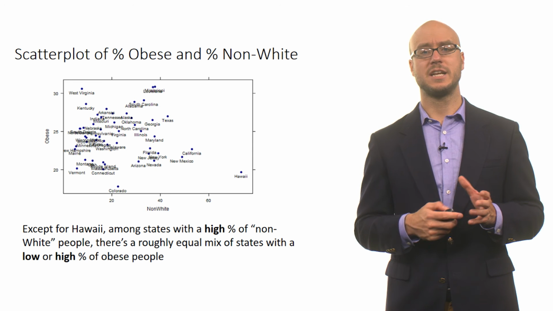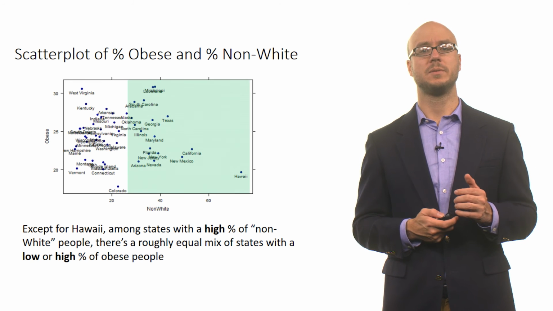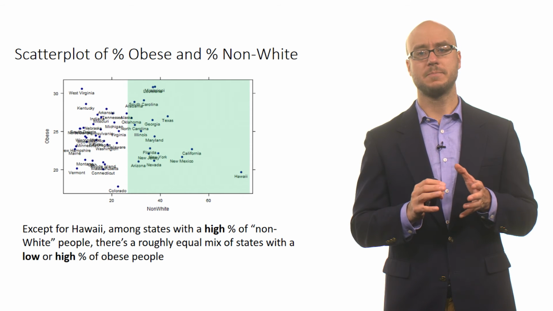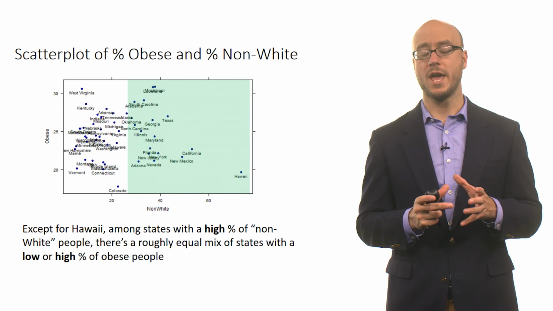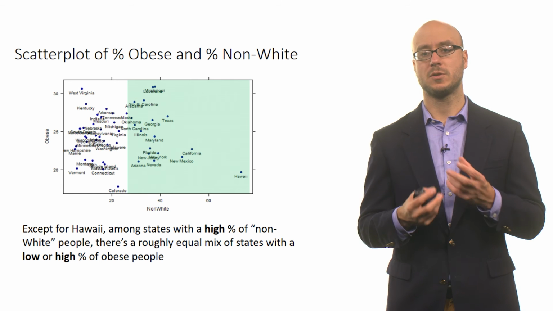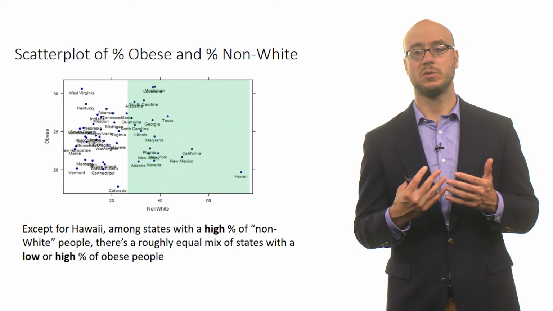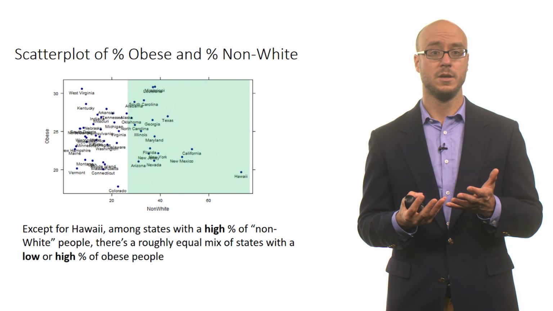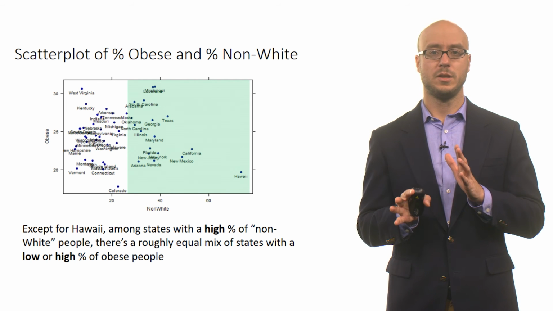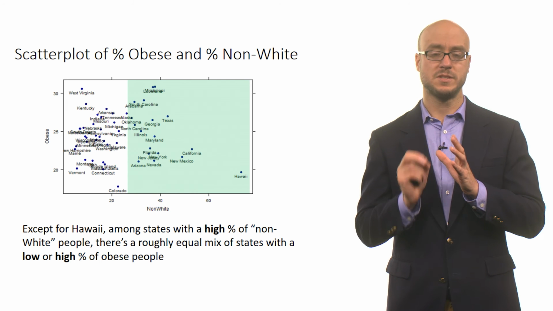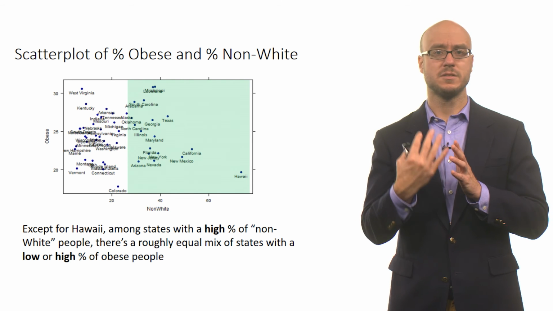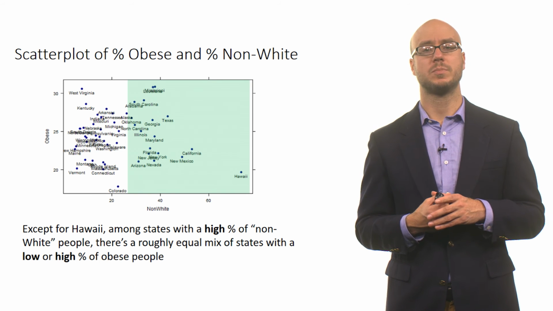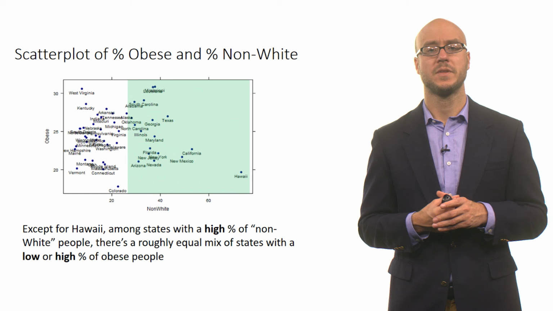And then if we look at states with a high percentage of non-white people, we can say that there's roughly an equal mix. The one exception, or the one outlier in this case, is Hawaii, which is in some sense an outlier in terms of this variable because a lot of people in Hawaii identify as Hawaiian. So ignoring Hawaii, since it's an outlier, you can see that roughly there's an equal mix of states with a high, medium, and low percentage of obese people.